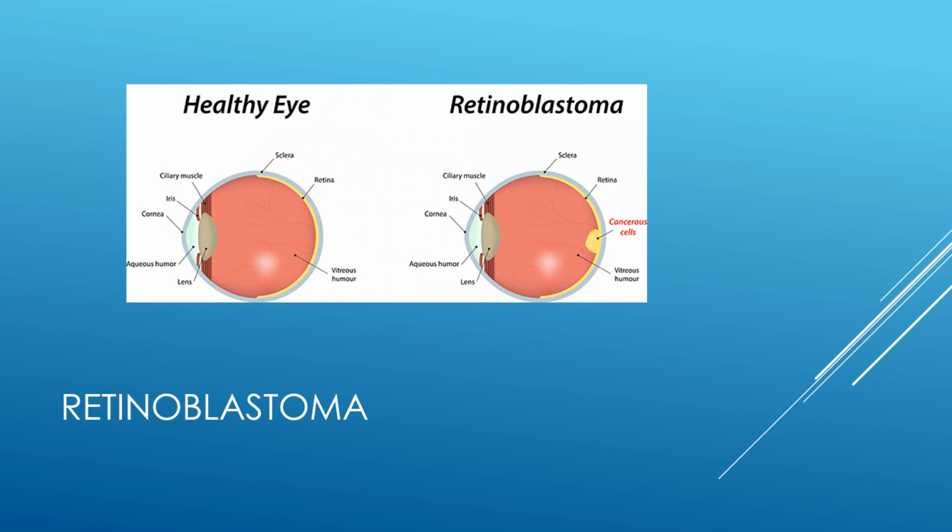Retinoblastoma. This is an eye tumor, typically happens in small children, and it is a genetic disease linked to a mutation in a tumor suppressor gene. So that's very interesting. That's pretty relatively new data.